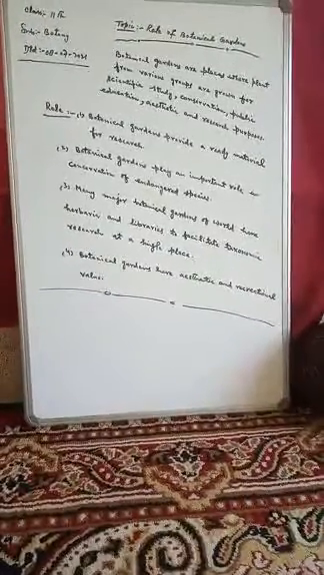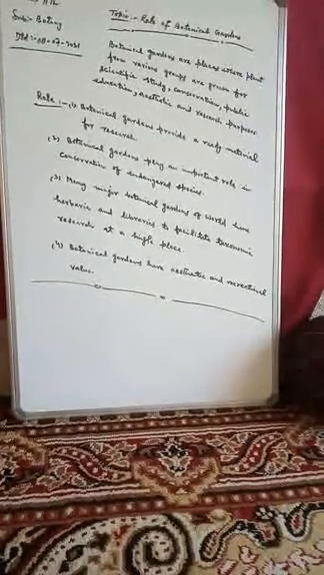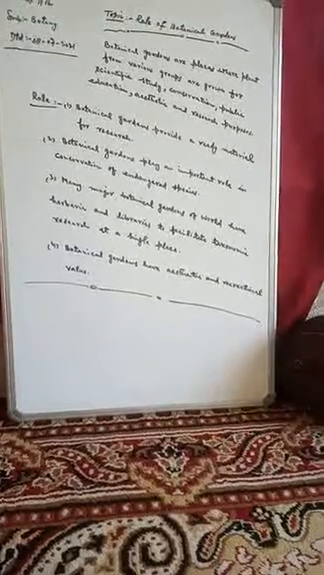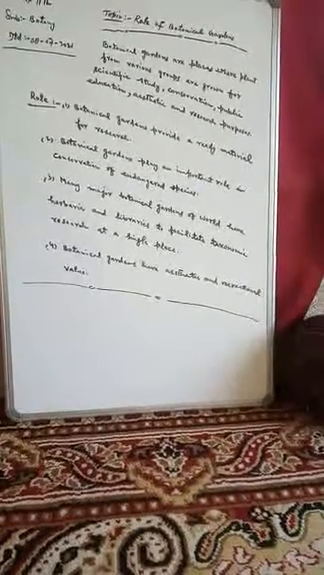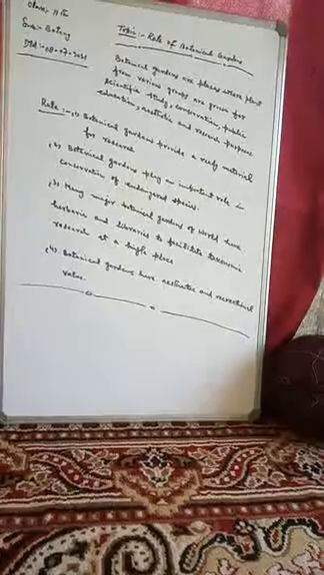The third role of botanical gardens is that many major botanical gardens of the world have herbaria and libraries to facilitate taxonomic research at a single place. It means that the researchers do not have to go from place to place or move from one place to another for the material they have to use for their research, and thus the botanical gardens provide them the herbaria and the libraries and facilitate them in taxonomic research at a single place.